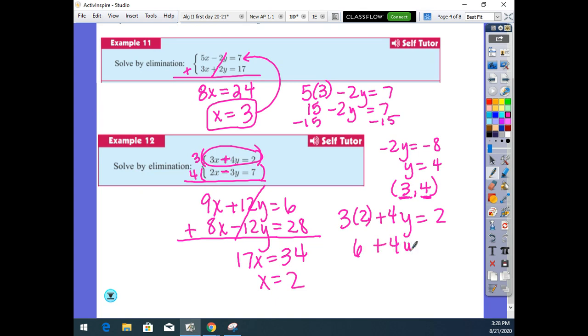Simplify. Subtract 6 from both sides. Write my final answer as (2, -1). And if you have time, go back and check your other equation. If it makes both work, you know you've got the right answer. And I think that's done.